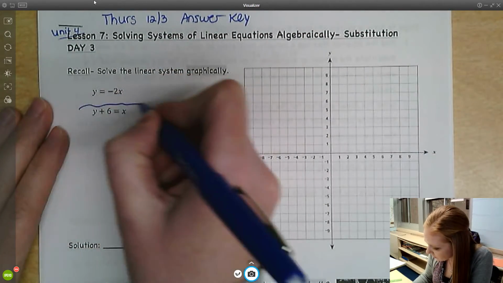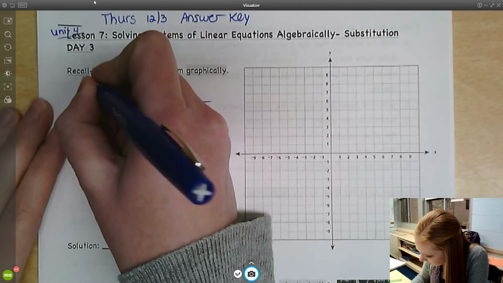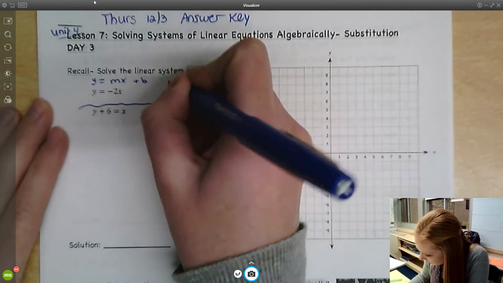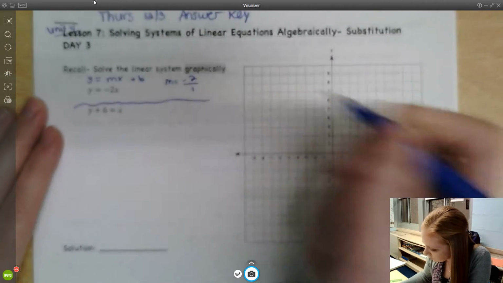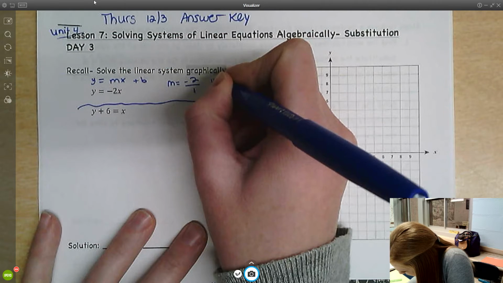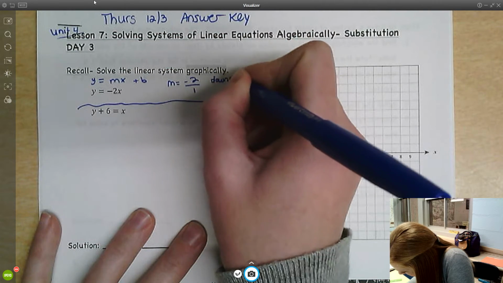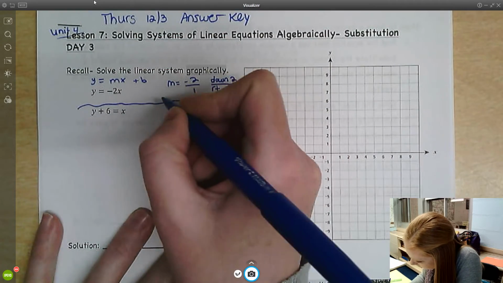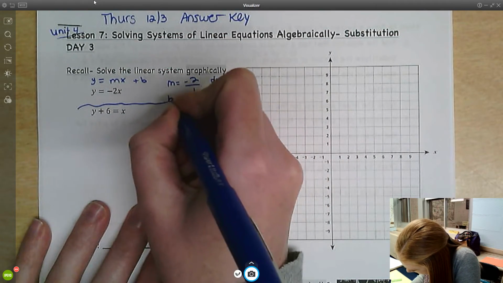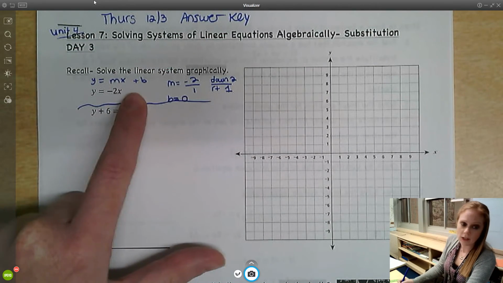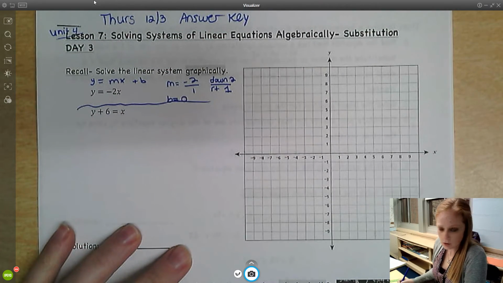So our first equation is already in y equals mx plus b form, where our m is -2. We're going to write that as a fraction, so -2/1, which means we're going to be going down 2, right 1, and our b is 0. There is no y-intercept written, so you can think of it as +0 at the end. All right, so let's go ahead and graph that one.